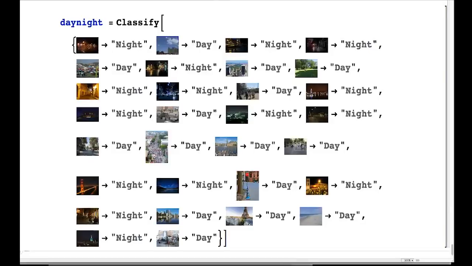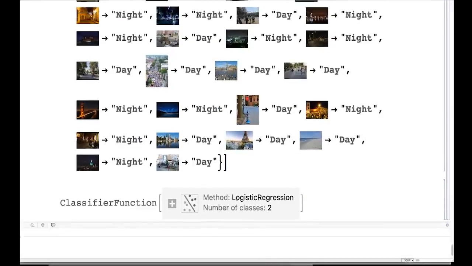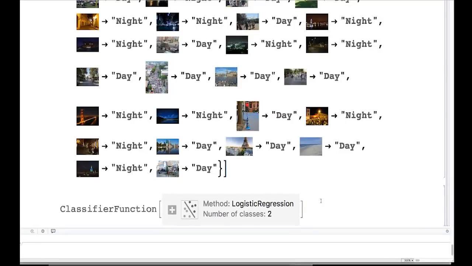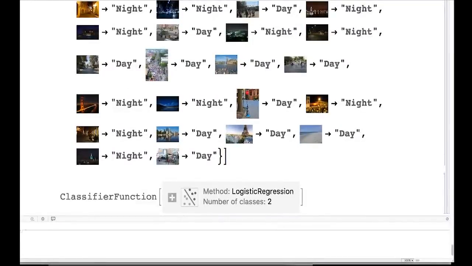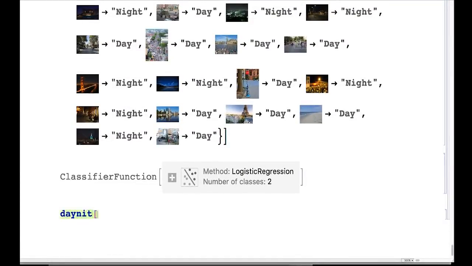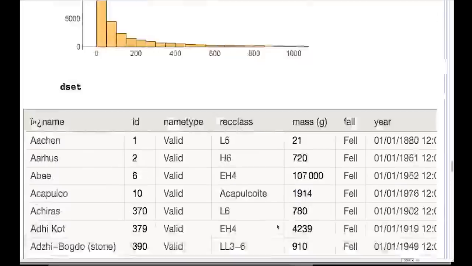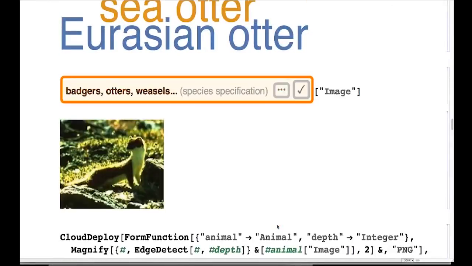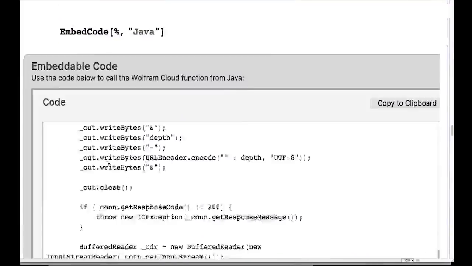So I'm going to use that as a training set, and I'm going to say, make a classifier based on, okay, so it just used logistic regression in this case. It's a small training set, it's not going to do anything terribly exciting. But now I've got a function, day-night, that I can feed any image I want to. So for example, let's feed it the image of the otter.